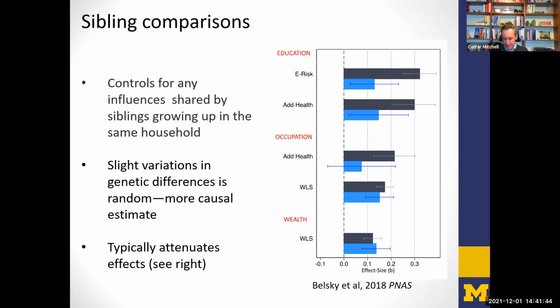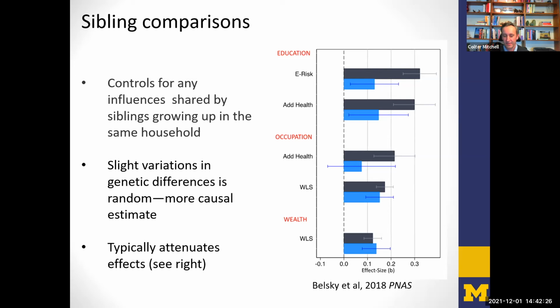Another way that is quite powerful for looking at genetic differences, and is common within the social sciences already, is sibling comparisons. These are not monozygotic, identical twins. These are either fraternal, dizygotic twins, or just regular siblings. This controls for any influences shared by the siblings growing up in the same household. But it's also a cool thing that any slight variations in genetic differences between two siblings are random. And so there you have this nice causal estimate of differences in genetics.